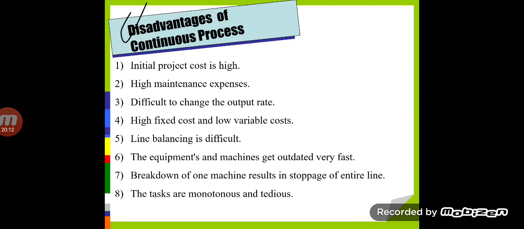Disadvantages of continuous process. Initial project cost is high, because before starting this type of production system we require lots of machineries, a single type of machinery in a large quantity, so the initial investment is very high compared to others. The same type of product is produced, but we require lots of machineries which can produce the same product.